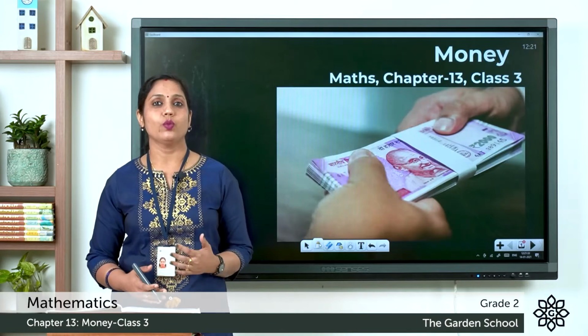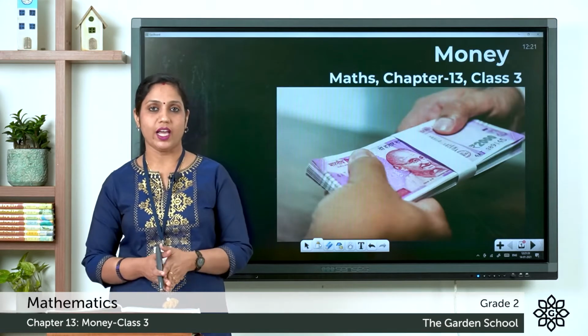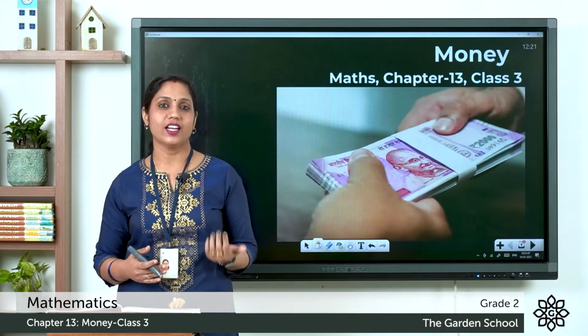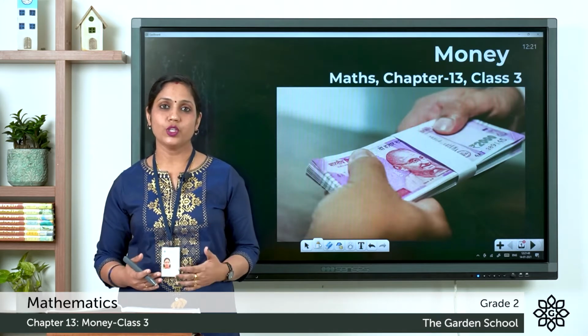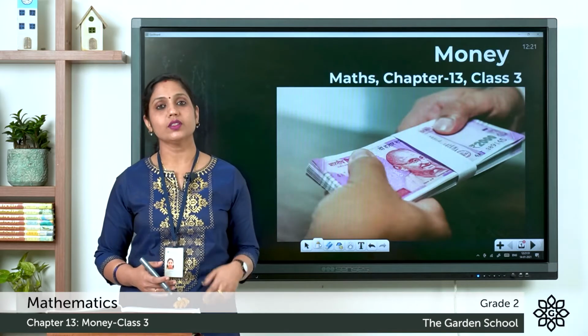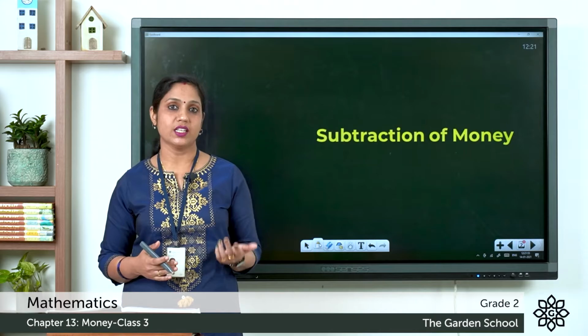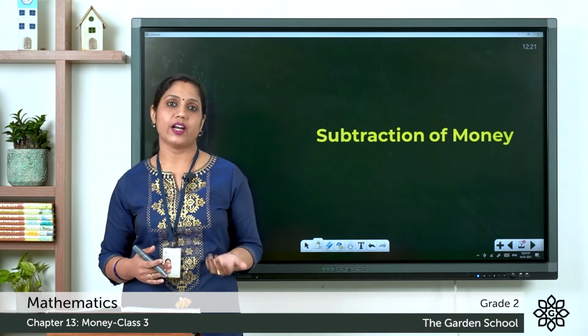Today, let's continue with our chapter Money in Maths. In the last classes, we learned what is money and the addition of money. So, let's move on to our next topic. Today, we are going to learn subtraction of money. We have already learned subtraction, so let's check subtraction of money.